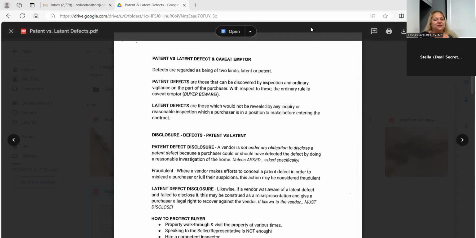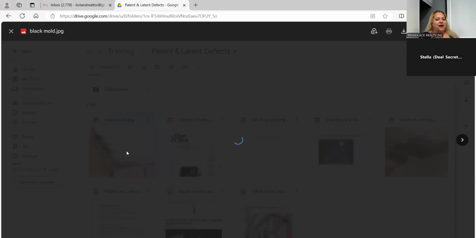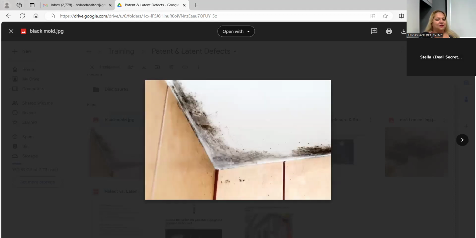So an example of this is mold. Mold is easily seen. So, you have some pictures like this. This would be a patent defect, right? That's readily seen. Okay. Now, what do you do if you have a homeowner who tries to cover this up? If you have a homeowner who says, I'm just going to paint over that. Exactly. And then you try to hide it, right?